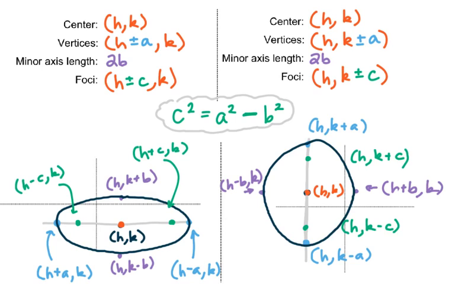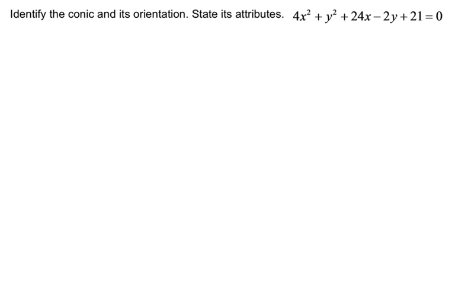So now that we have a good understanding of what these ellipses look like, and again, it's very similar to when they're centered at the origin, except that instead of h and k being 0, 0, there's some other number in the coordinate plane. And now that we understand the patterning, the way this is going to lay out on the paper, let's do an example. Here, we want to identify the conic and its orientation, as well as state the attributes.